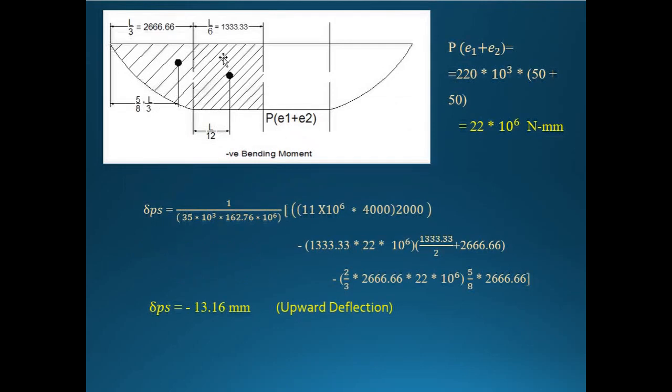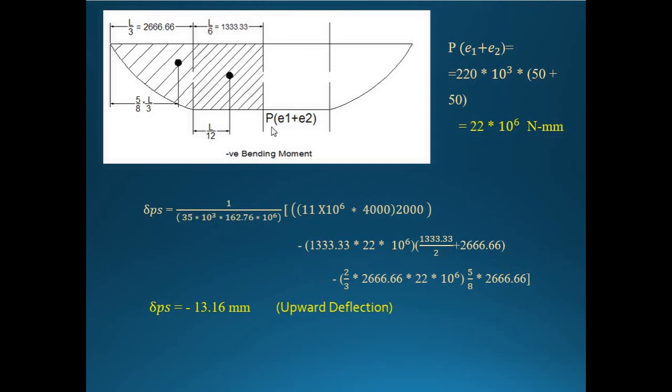Next it is about these two areas. I have considered a rectangle as the second diagram. For a rectangle, it is B into D. Here, how much is B? It is L by 6. Understand properly: from this point to this point, it is L by 3.